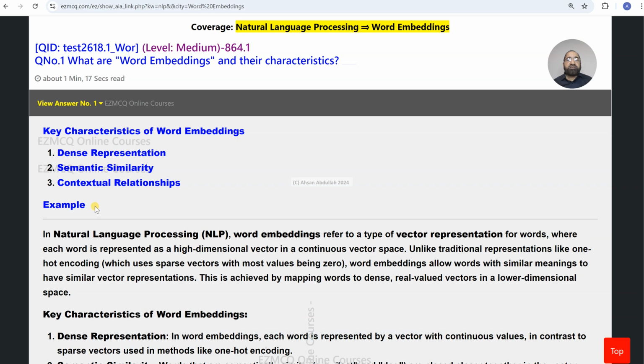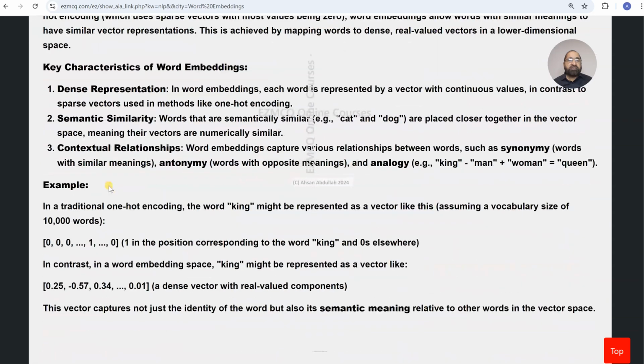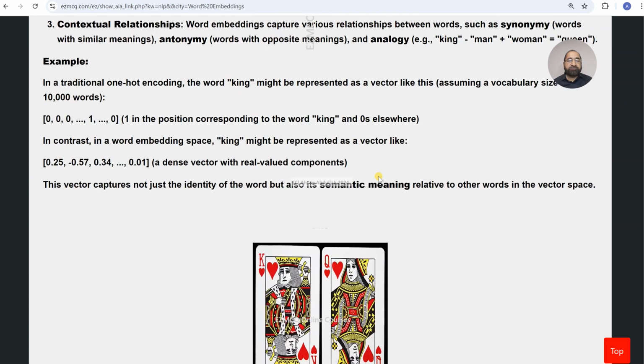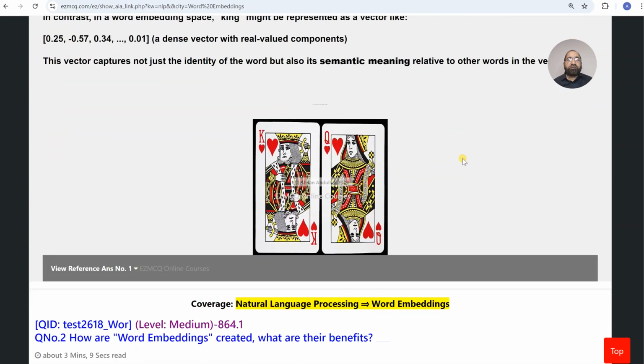If we have a representation of two words, and the words are similar, then that representation is similar based upon their meanings, and the contextual relationships between those words are highlighted. For example, king minus man plus woman is a queen. So this kind of operation can be performed. Of course, these operations cannot be performed on plain English. This is for you to understand.